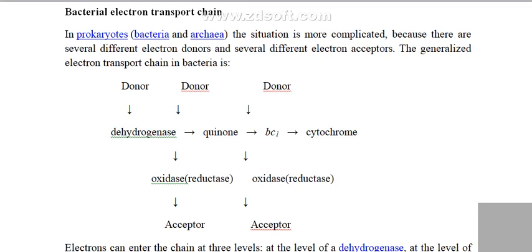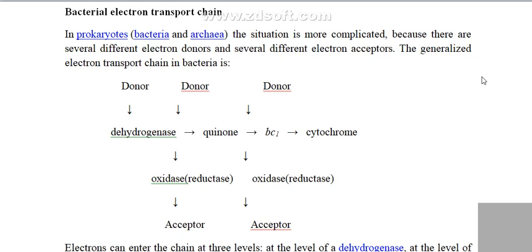Today we are starting with the bacterial electron transport. In prokaryotes, usually the electron transport chain is very complicated. First you should know what the electron transport chain is.